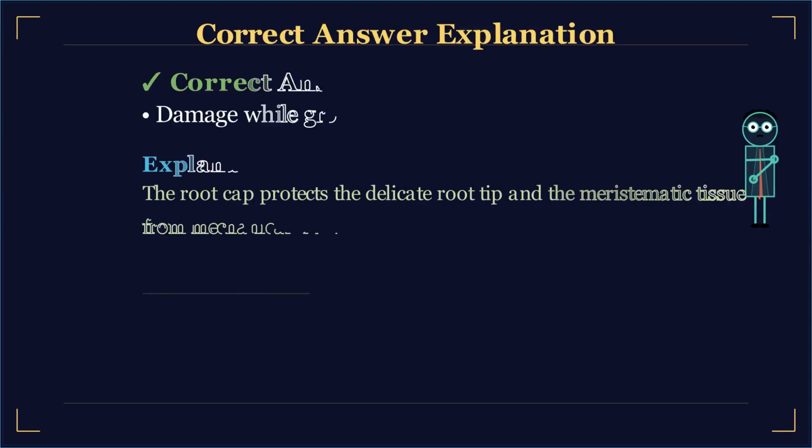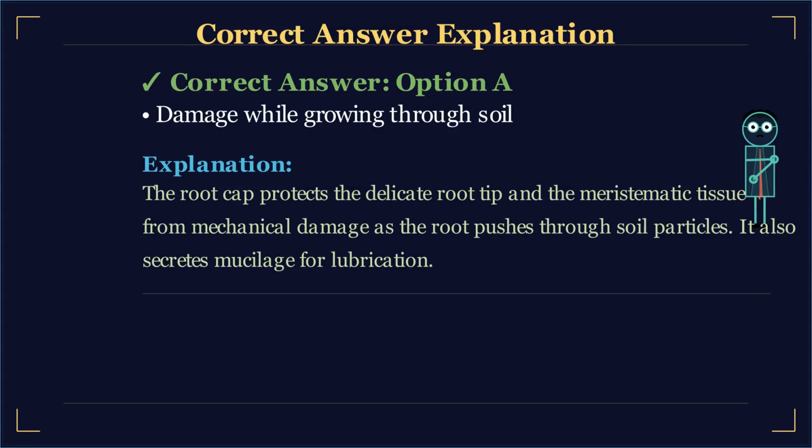Here's the explanation for the correct answer. The root cap protects the delicate root tip and the meristematic tissue from mechanical damage as the root pushes through soil particles. It also secretes mucilage for lubrication.